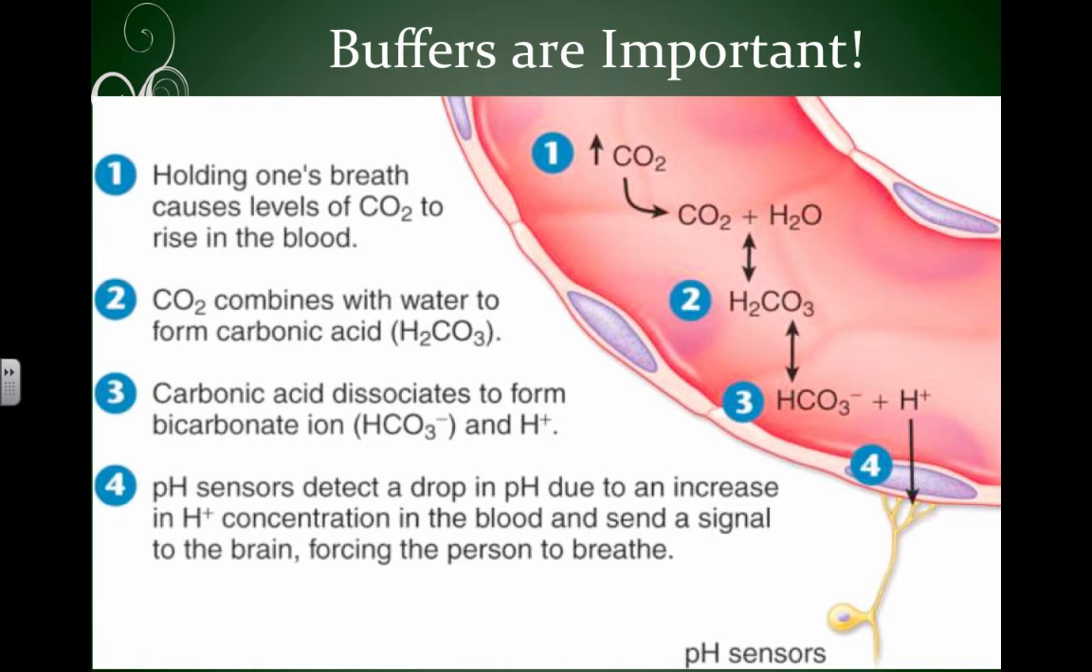pH sensors in your capillaries, in your blood vessels, detect the drop in pH due to an increase in the hydrogen ion concentration, and they send a signal to your brain which forces you to breathe. So if you're breathing in nitrogen instead of oxygen, then that doesn't cause a change in the hydrogen ion concentration, and you don't get this desperate signal of, hey, you need to breathe. But when you're holding your breath, your brain can go into panic mode because your pH sensors are going crazy, sending signals to your brain that you need to take a breath. Buffers are important.